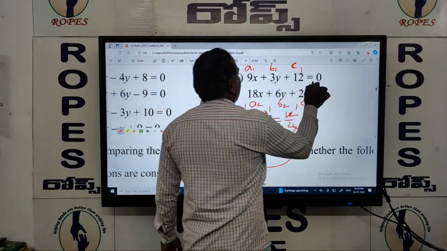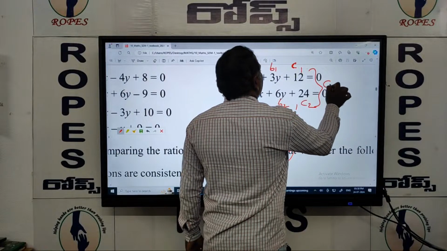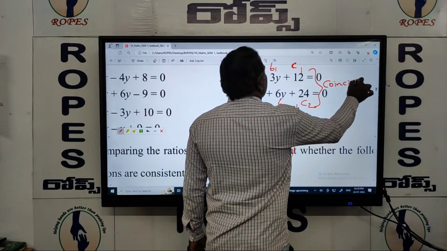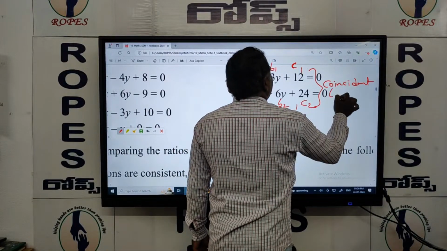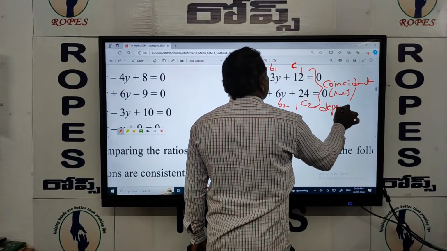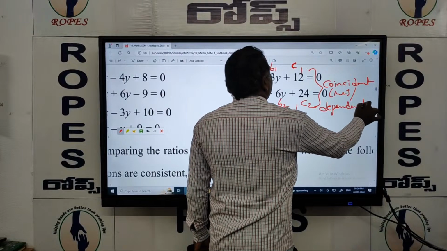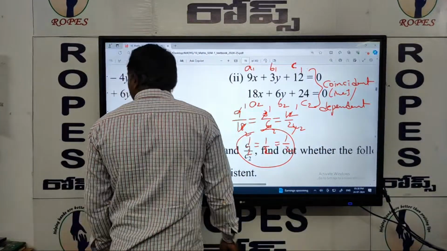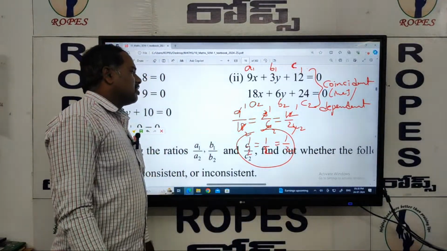So these two are coincident lines or dependent lines. Okay, so this is the second question.